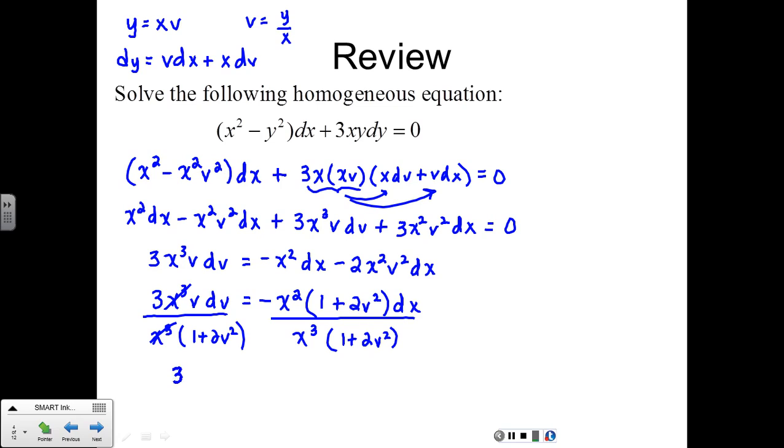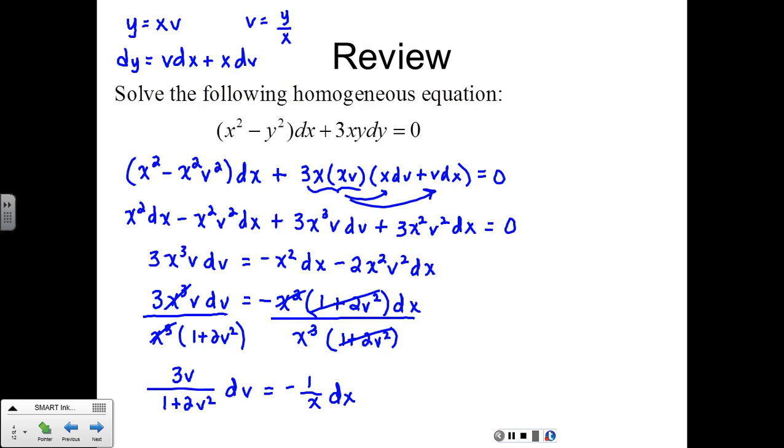So I've got 3v over 1 plus 2v squared dv equal to negative 1 over x dx. Good. Making sure I got some space.